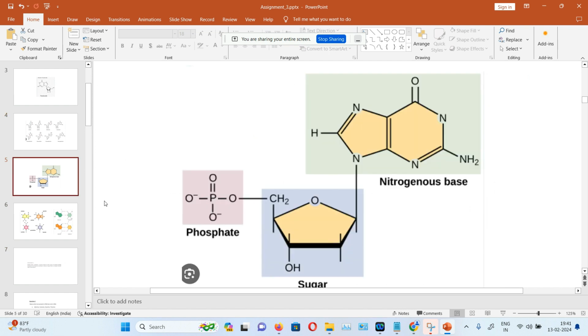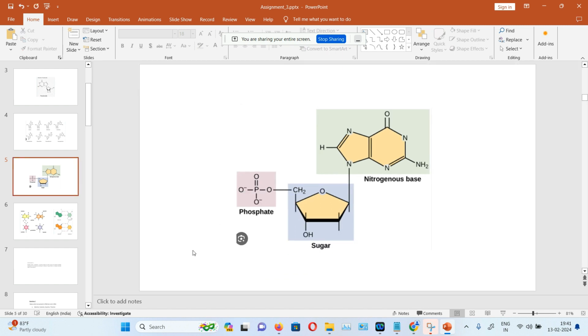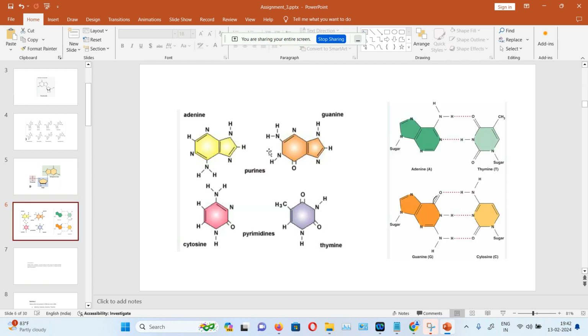This is the sugar plus a nitrogen base plus a phosphate group. This is the molecule which is a monomer of the long nucleic acid, and this structure is called a nucleotide. Sugar plus nitrogen base is called a nucleoside. Sugar, nitrogen base plus phosphate is called a nucleotide. These are different nitrogen bases. There are nitrogen bases containing a two-ring structure as well as a single-ring structure.